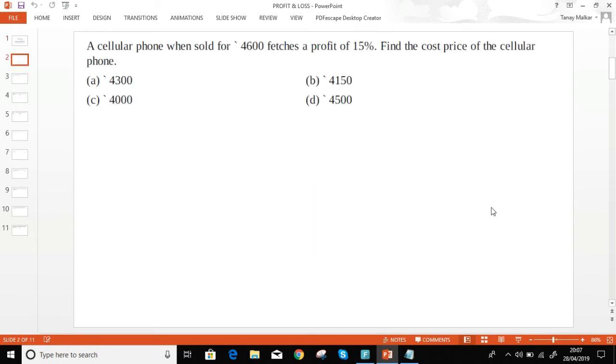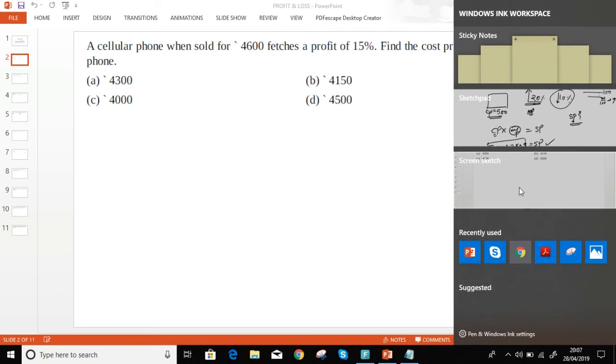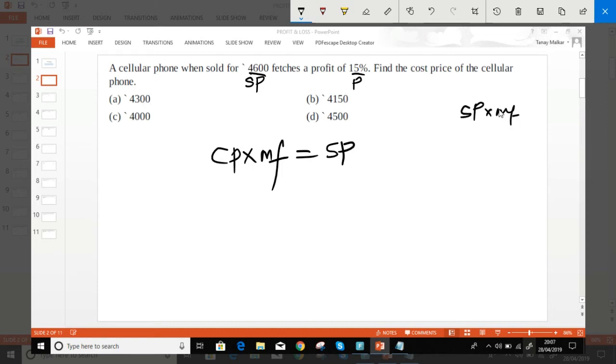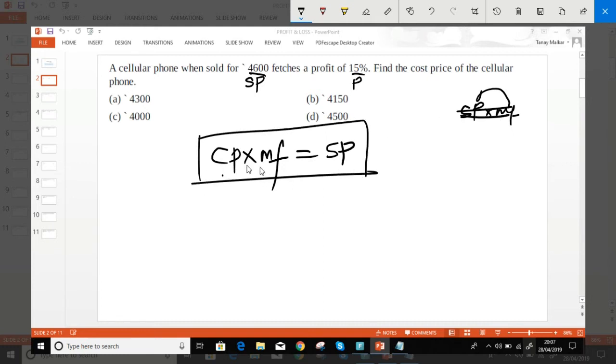Okay, so let us read this question first. A cellular phone when sold for 4,600 fetches a profit of 15%. Now, sold for means the selling price is given and the profit percentage is given. So what our concept says, we have to multiply the multiplying factor to cost price in order to get the selling price. Now, never multiply the multiplying factor with selling price. This is wrong. You have to always follow this: cost price multiplied by multiplying factor will be equal to your selling price.